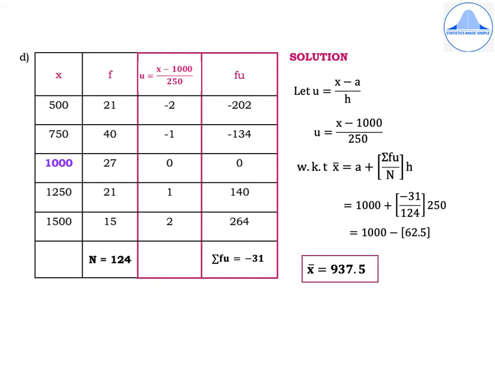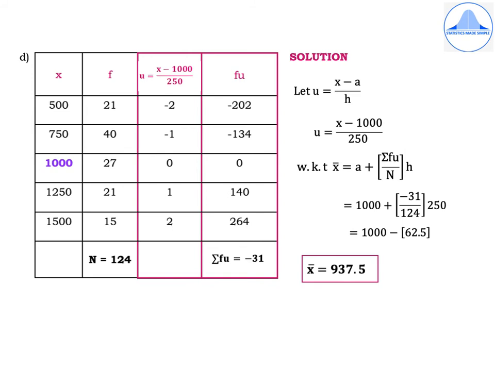Starting with the solution, let u be equal to x minus a divided by h under the step deviation method, where a is the middlemost x value, which is 1000, and h is the difference between the x values, which is 250. So we get u equal to x minus 1000 divided by 250. In the third column, we form u equal to x minus 1000 by 250.